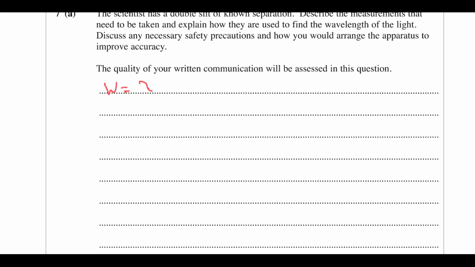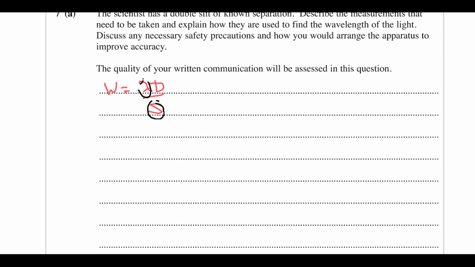The fringe spacing is lambda d over s, and we know that the wavelength is going to stay the same because we're going to use the same laser. S is going to stay the same. So what we want to do is vary d and then measure what the spacing between the fringes is. That's going to be the general method we're going to use. So let's explain how we're going to set up the equipment.